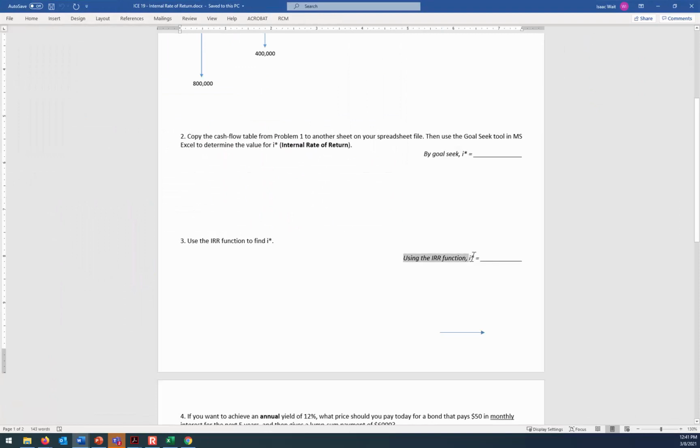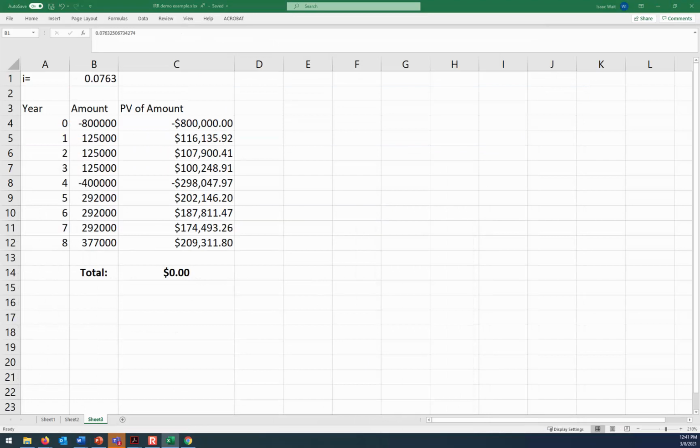So, using the IRR function. Let me show you that. The IRR function is pretty convenient, but I didn't want to make it the only thing that you learned, because you kind of have to know in the background what's happening. So here we're going to do the IRR function.